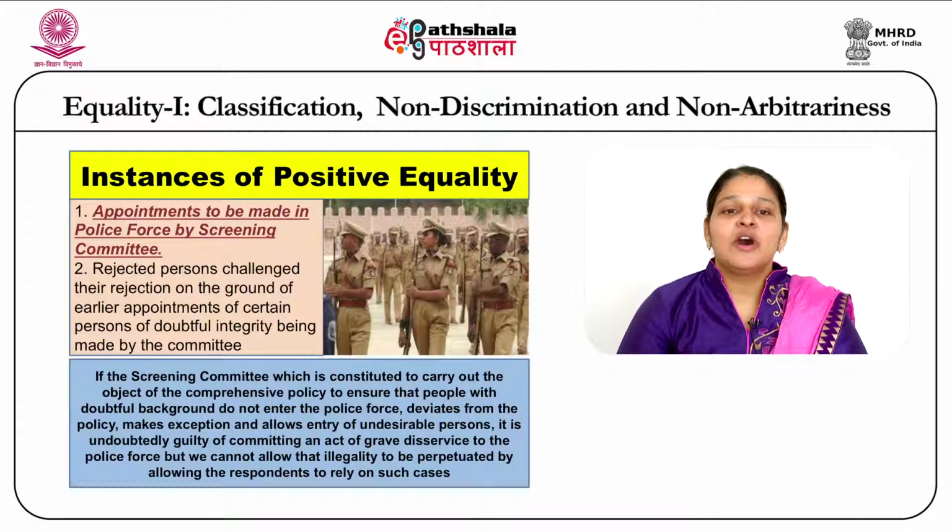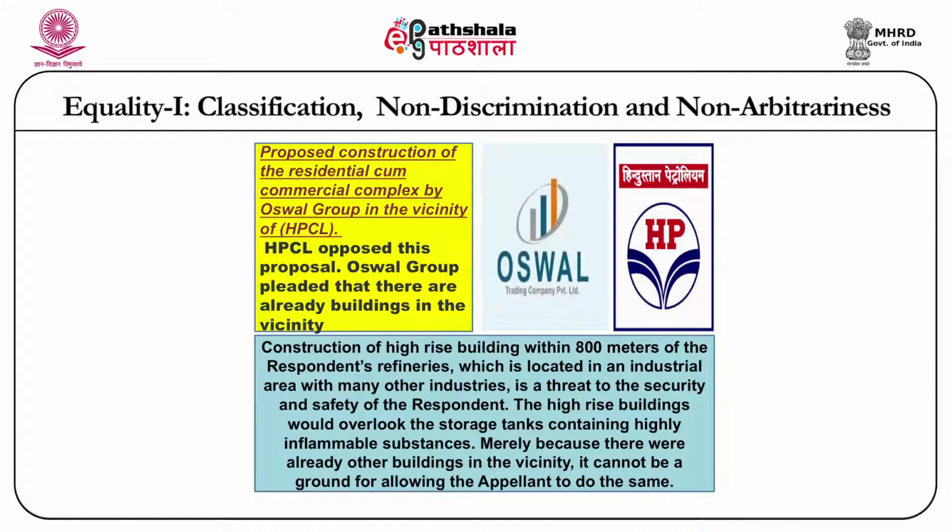In another instance, in Oswal Agro Mills Limited versus Hindustan Petroleum Corporation Limited, Oswal Group proposed construction of a residential commercial complex in the vicinity of the refineries and other storage tanks of Hindustan Petroleum Corporation Limited. HPCL opposed this proposal and filed a petition against the same, which was upheld by the High Court. Oswal Group pleaded that there are already buildings in the vicinity. Construction of high-rise buildings within 800 meters of the respondents' refineries, which is located in an industrial area with many other industries, is a threat to the security and safety of the respondent.